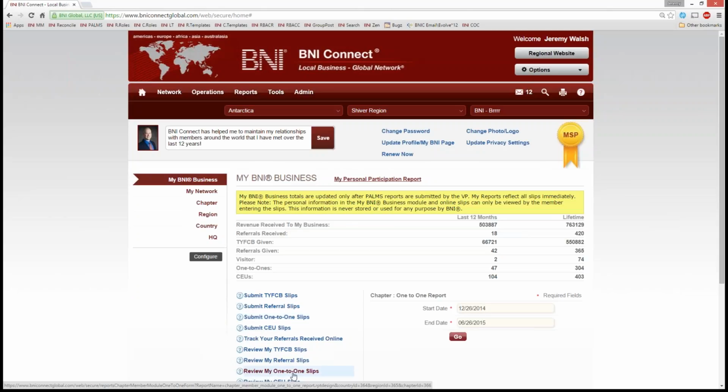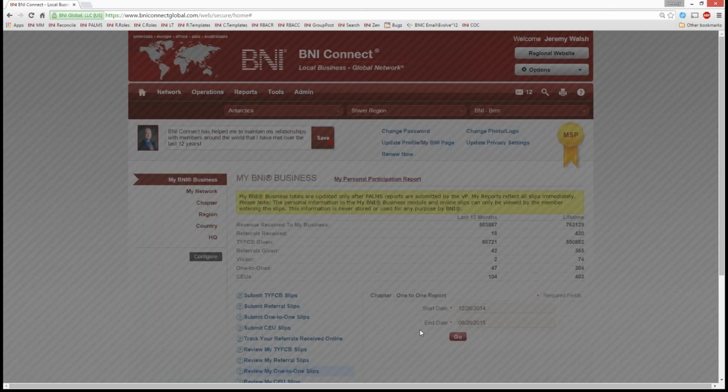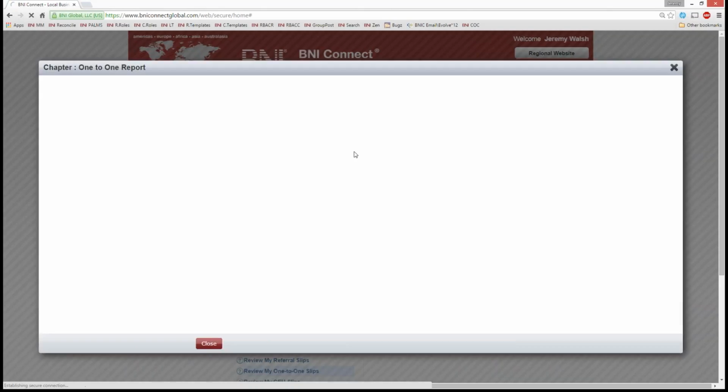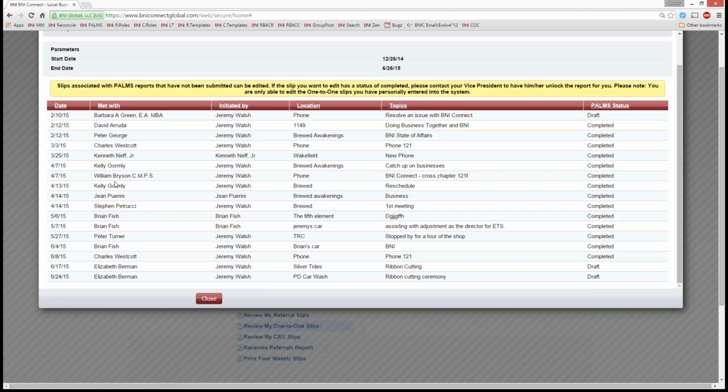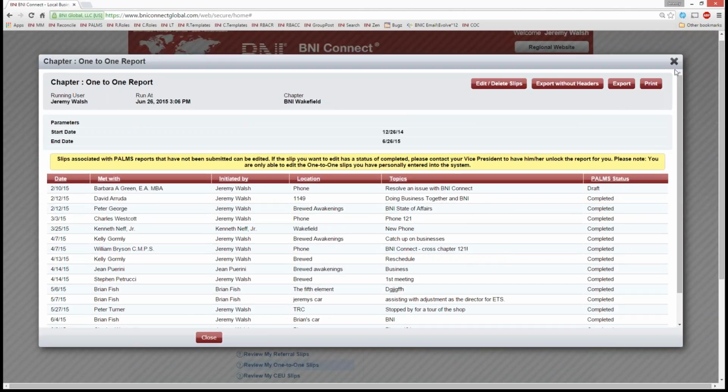and they can record the details, and then that slip will show up in both people's one-to-one report, which they have access to review, all of their one-to-ones as well as their referral slips and their thank you for closed business. So as a member, and I am a member here in the Wakefield chapter in Rhode Island, I can go back and review all of my one-to-ones that I've had and who I had the one-to-ones with. However, as a leadership team, you would no longer have visibility of that because this is private information just for the members.